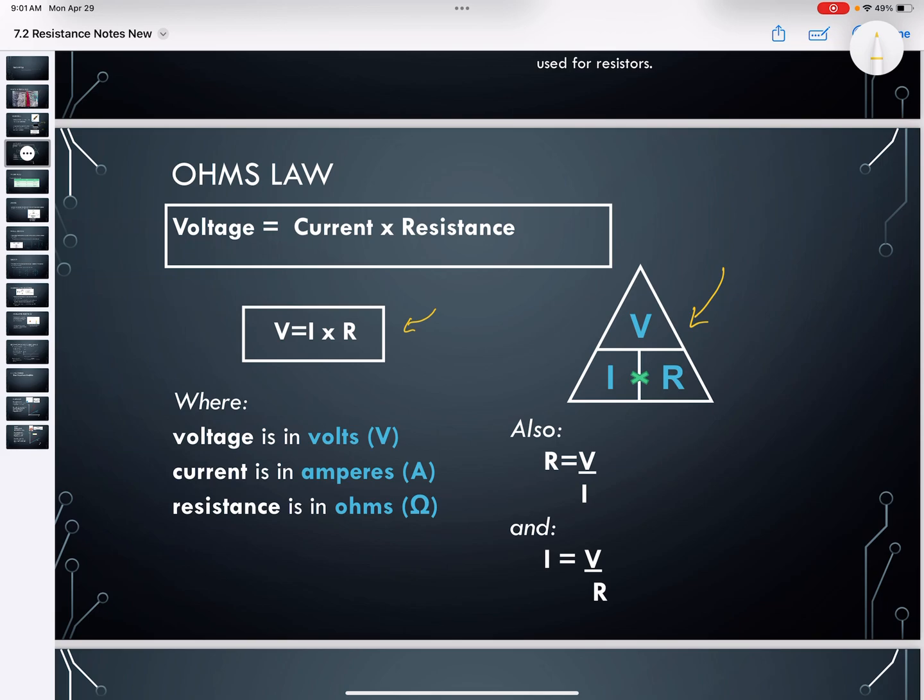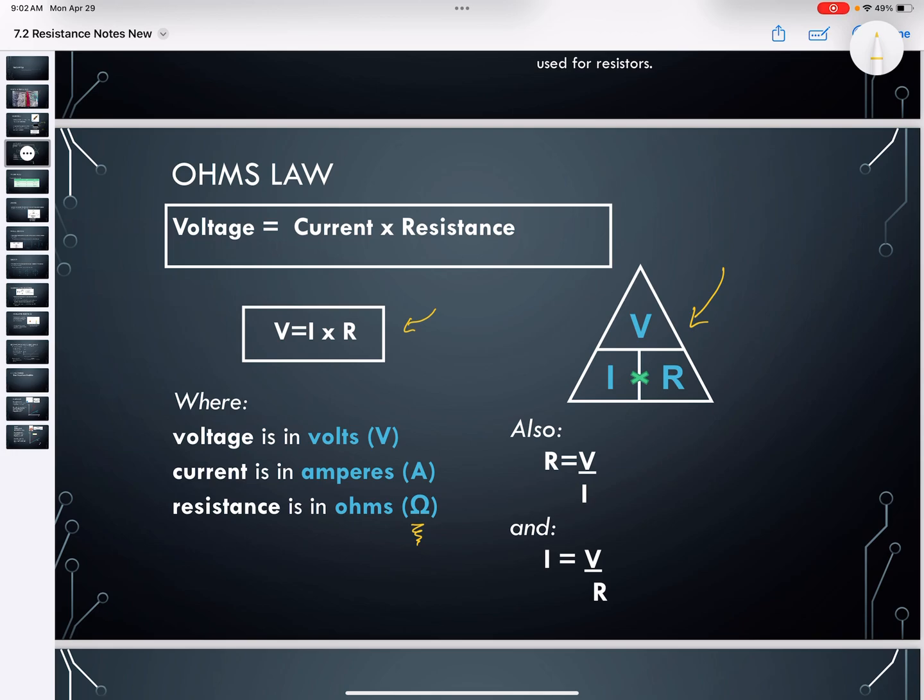And it's worth noting that voltage is always measured in a unit called volts. We're familiar with that, so that's a V. Current is measured in amperes or amps, which will be abbreviated as the letter A. And then resistance, our new thing, is going to have the symbol that looks kind of like a horseshoe. This is the Greek letter omega.